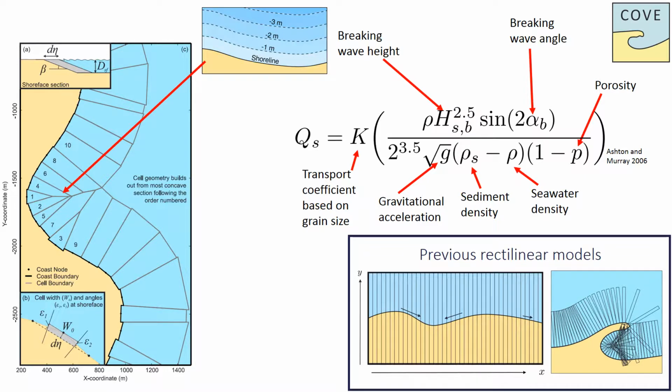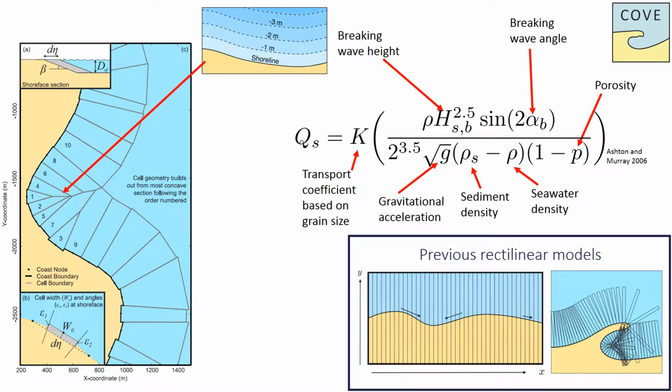COVE is a two-line shoreline evolution model, where the two lines represent the coastline and the cliff line. The model is designed to be applied at spatial scales of kilometres to tens of kilometres over seasonal to millennial timescales. Coastal change is driven by gradients in waves generated alongshore sediment transport according to the Coastal Engineering Research Centre equation displayed on screen, which has been modified to account for sediment density and porosity.